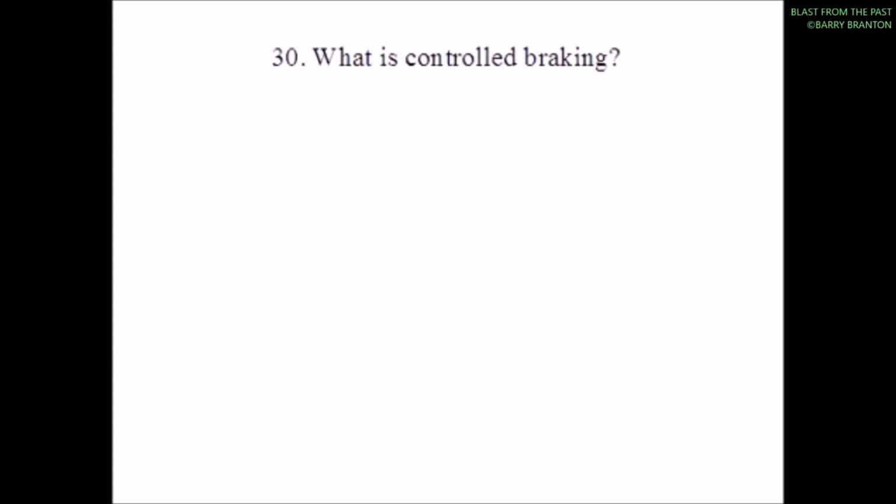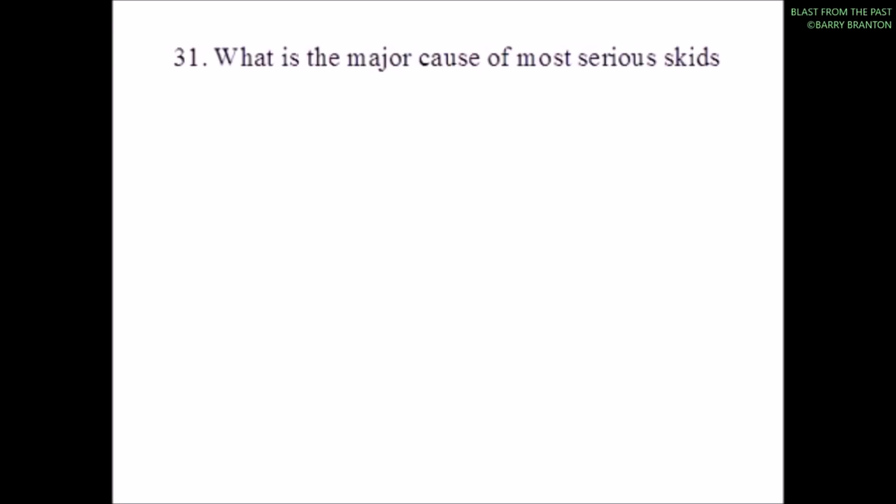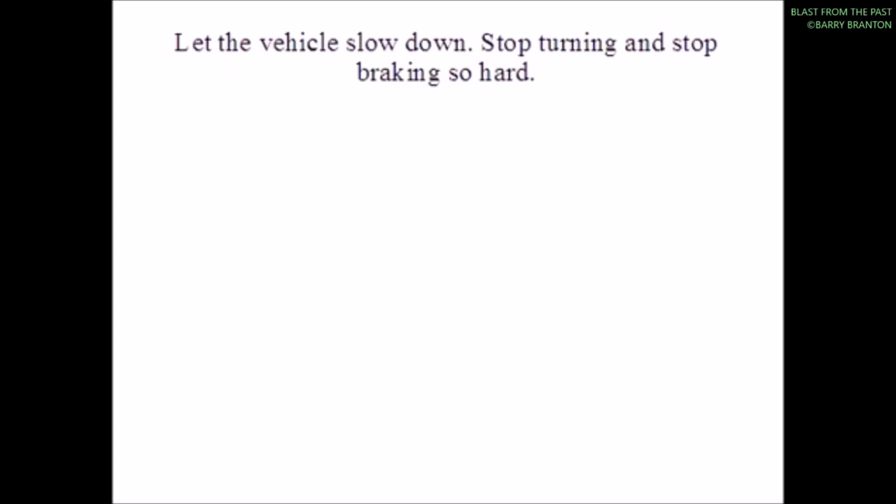30. What is controlled braking? Controlled braking is applying the brakes as hard as you can without locking the wheels. 31. What is the major cause of most serious skids? Driving too fast for road conditions. 32. What is the only way to stop a four-wheel skid? Let the vehicle slow down, stop turning, and stop braking so hard.